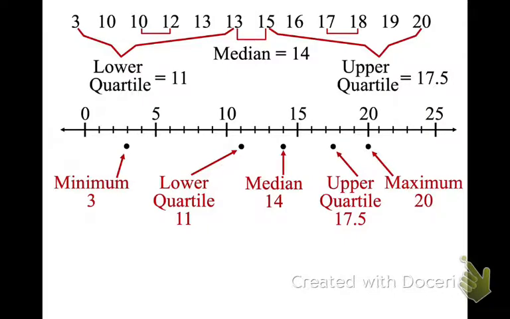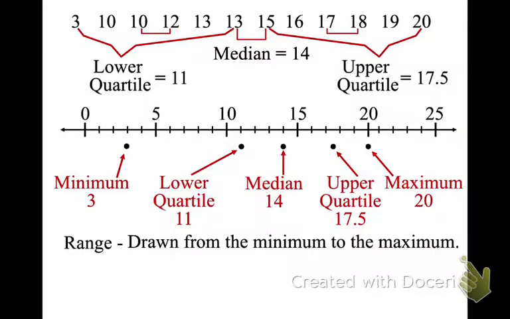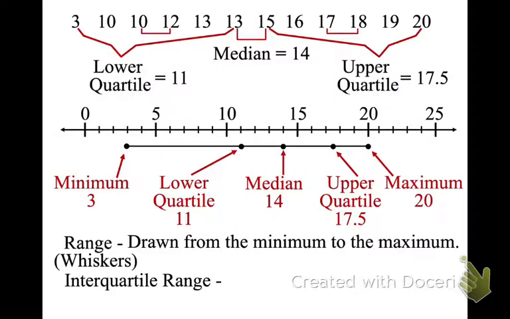Now, how we make the box and whisker, the first thing we're going to do is make the whisker. And that shows the range from the minimum to the maximum. Okay? We're going to draw from the minimum to the maximum. Draw the line. This is what we call the whisker. Okay? These are whiskers. And then the box is what will be my interquartile range, okay? Interquartile range. So that goes from the lower quartile to the upper quartile.